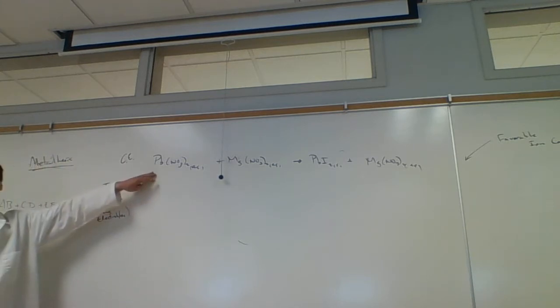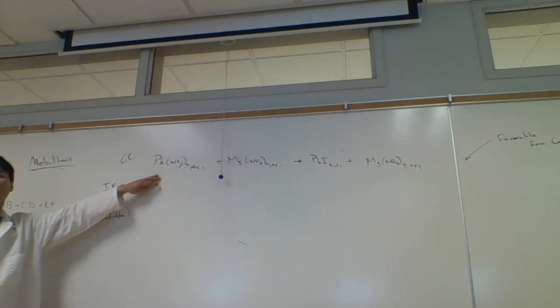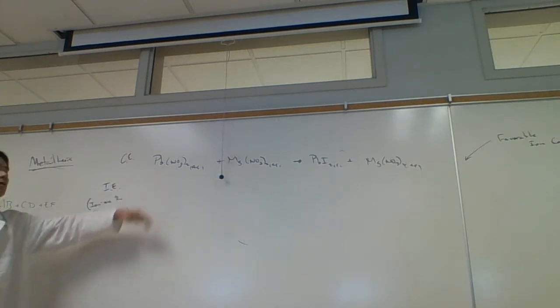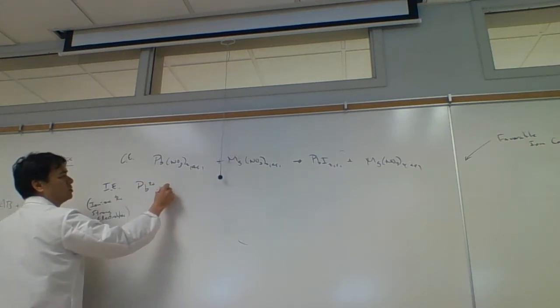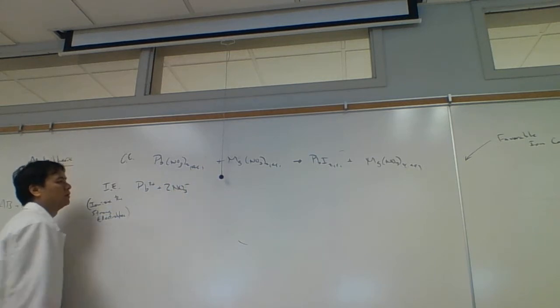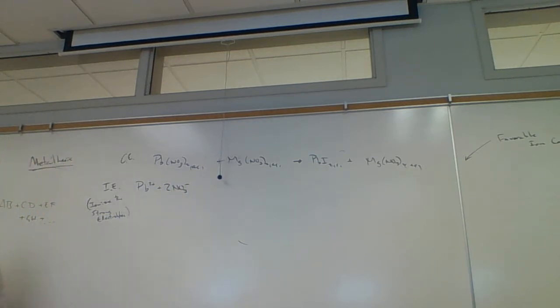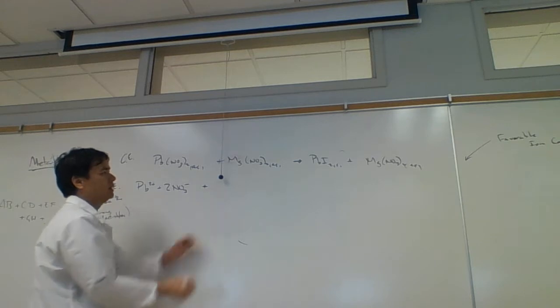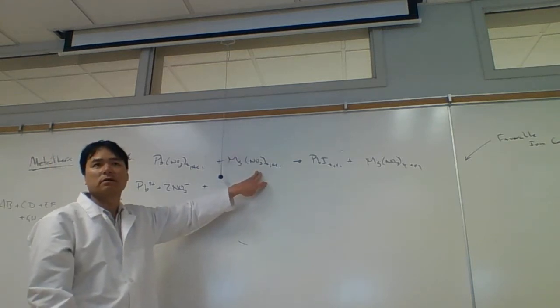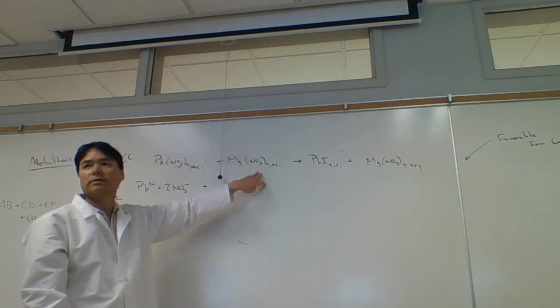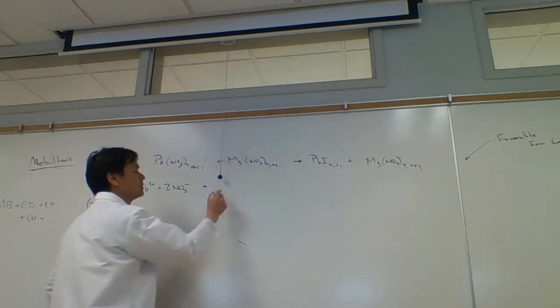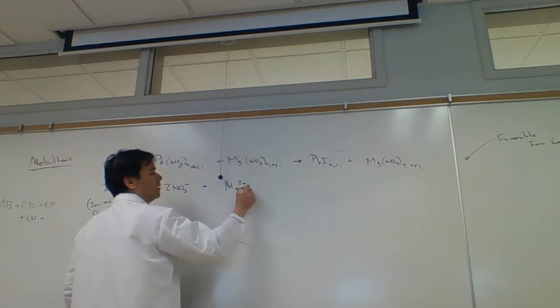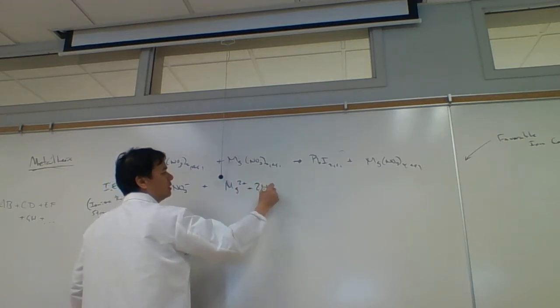Lead-2 nitrate, is it a strong acid? Is it a strong base? Is it a soluble salt? It's a soluble salt, so we ionize it into Pb2+ and 2 nitrates. So for every lead, we have 2 nitrates. Then we go to magnesium iodide. Is it a strong acid? No. Is it a strong base? No. Is it a soluble salt? Yes, it's a soluble salt, so this is going to break up into magnesium 2+ and 2 iodides.